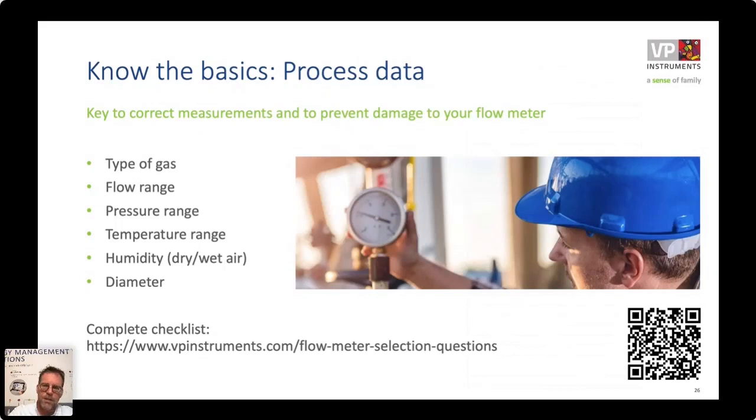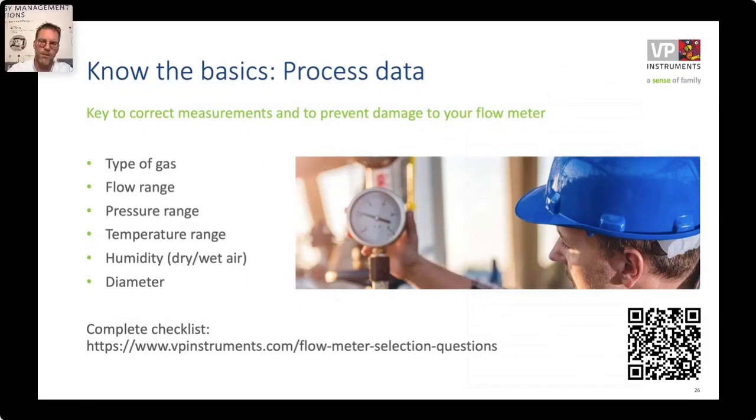And one more thing before you select a flow meter, I also recommend always gathering all the process data you can. So it's about the type of gas, the flow range you want to measure, the pressure range to which the flow meter will be exposed, temperature range, air quality, and last but not least also the pipe diameter. And while you're checking this in your plant, it's also good to already make pictures of those installation locations and see if the required length is available to install the flow meter.